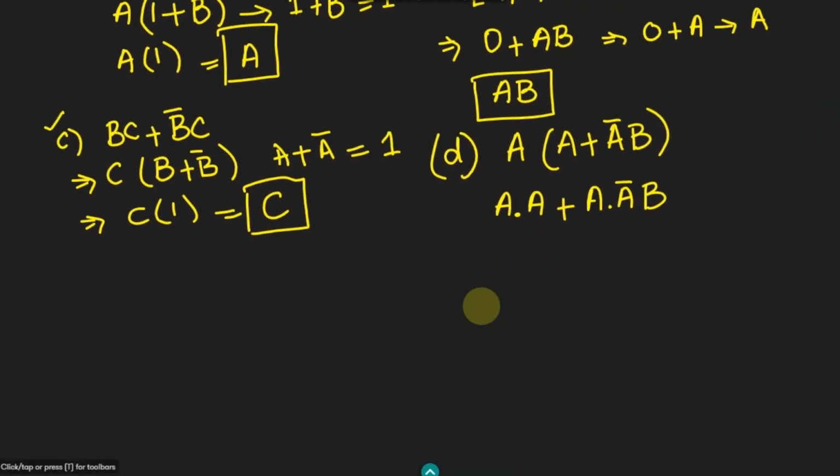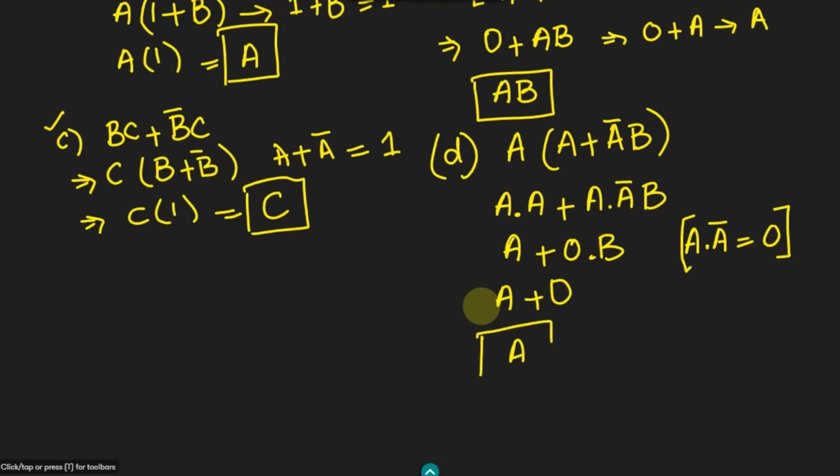So now as I know that A dot A is always equal to A, and A dot A prime is always equal to 0. So according to this law, here we will get 0 dot B. Okay, so here we will get A plus 0, and 0 multiplied by anything will be 0. So A will be the answer here, which is the simplified version of this part.